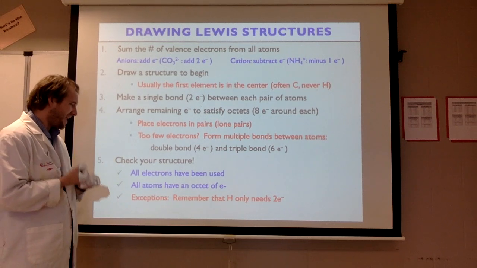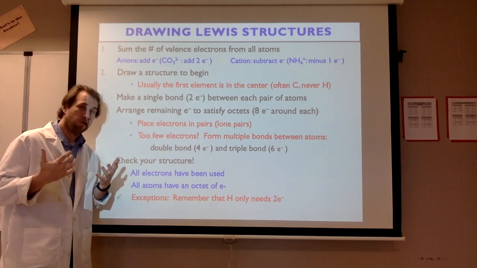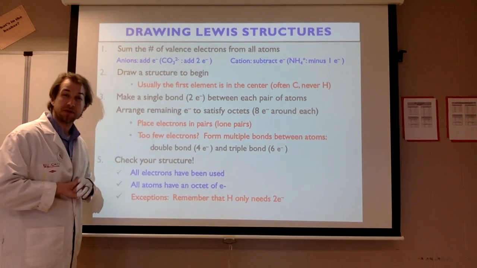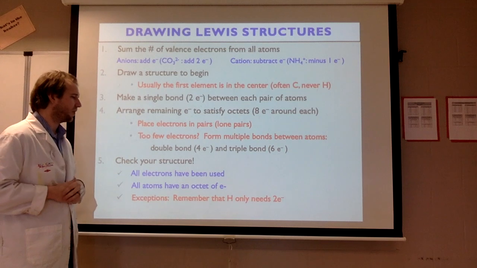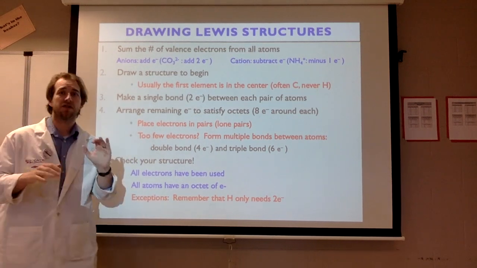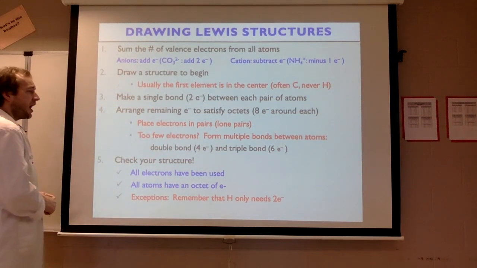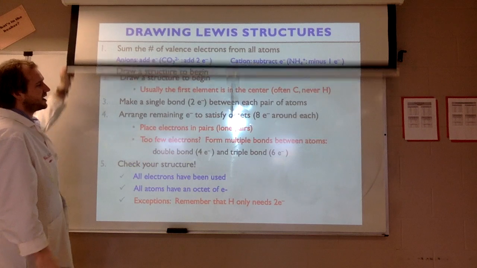Do all of our atoms have an octet? The only ones that would not need an octet would technically be hydrogen or helium, but we're never going to see any compounds with helium in them, so we're really only looking out for our hydrogen. Those are our steps for drawing our Lewis structures. Again, this is kind of brief, and it helps, I think, to look at examples.